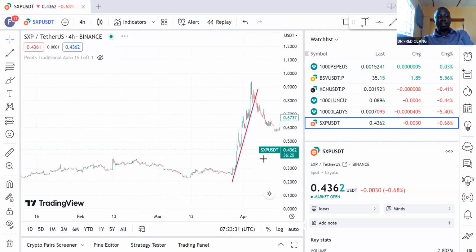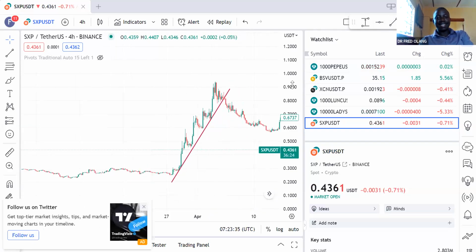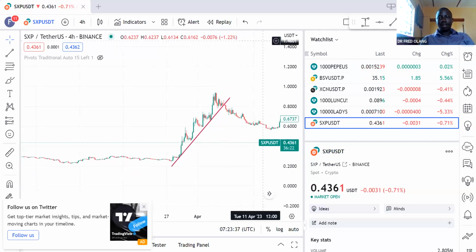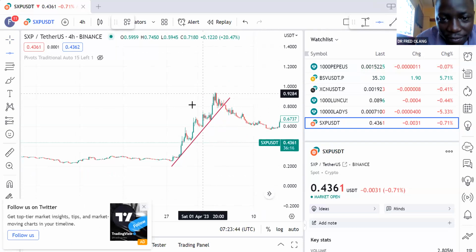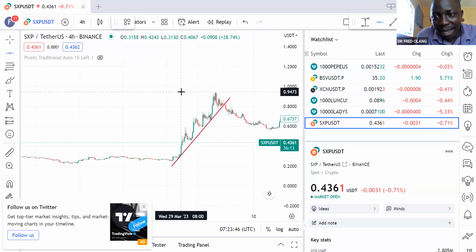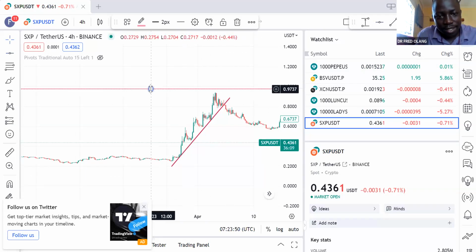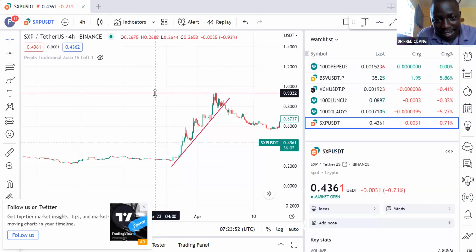So there are two simple ways. You can draw these support and resistance lines by yourself. How do you draw the support and resistance line? You identify those points where, if the market reached there, it had a bounce. Like you see, at this point, and that point.